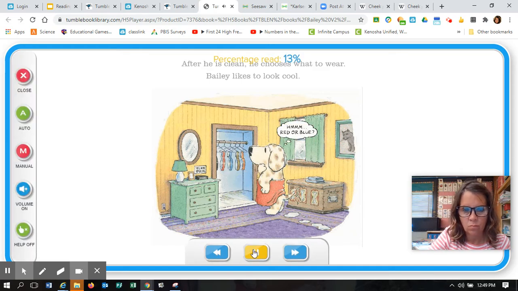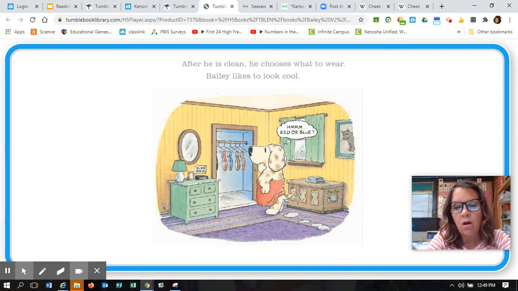Red or blue? So if we stop here and just take a look here, we can already find some things that would describe him. Look in his closet. What could we say about him? Let's pause. Yes, we could say that he has a lot of different leashes.